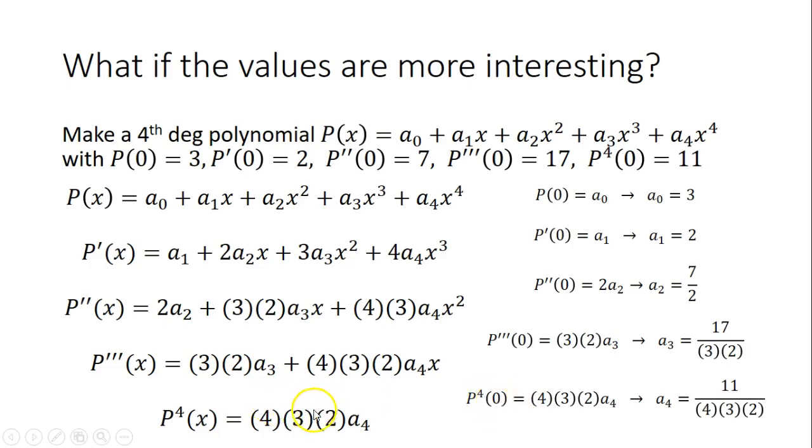The fourth derivative of 0, we just have 4 times 3 times 2 times a4. So that means if I want 11, it must be 11 over 4 times 3 times 2, because then the 4 times 3 times 2 will cancel.